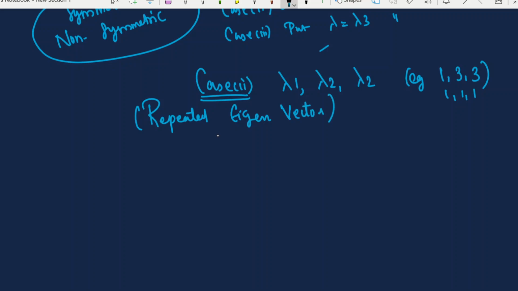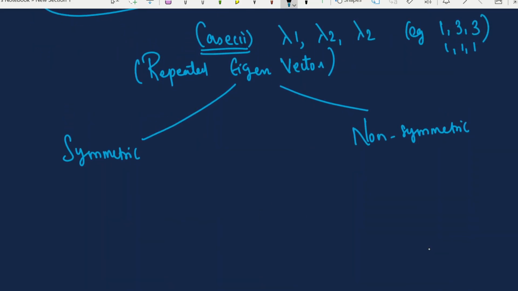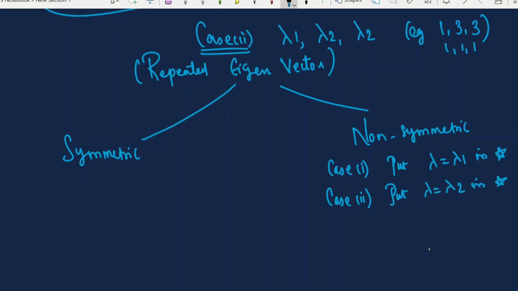So for repeated eigenvalues, you should verify whether your matrix is a symmetric matrix or a non-symmetric matrix. So first let me see the non-symmetric matrix. First, case 1: put lambda equals lambda 1 in star. That is not a problem. Case 2: put lambda equals lambda 2 in star.